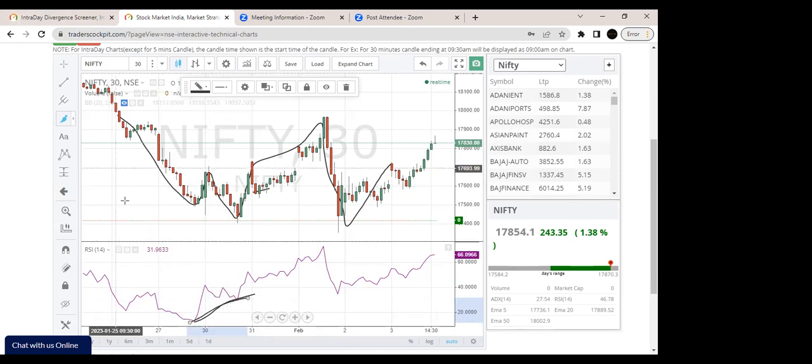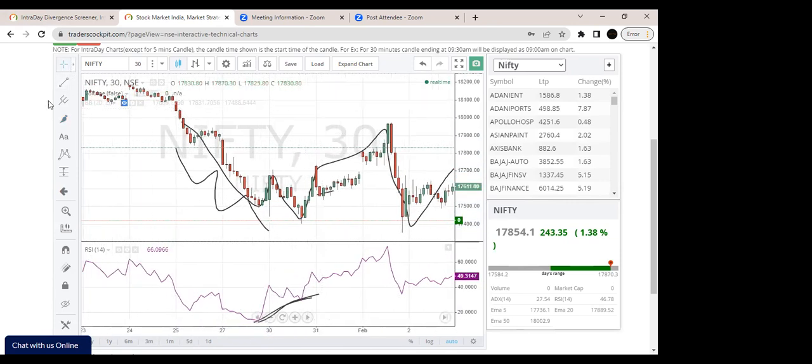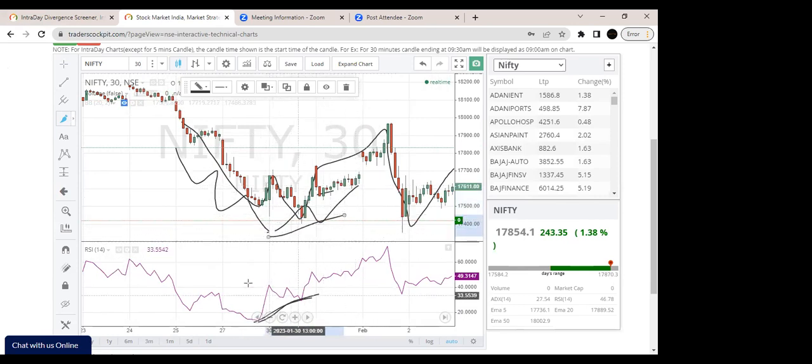So now you guys understood what divergence is: when the price is making lower low, lower high, lower low, and RSI on the opposite side is doing higher high, right? RSI is making higher high, higher low, higher high. So this divergence we call an RSI classical positive, or vice versa, classical negative. This is what we call an RSI divergence trading setup.